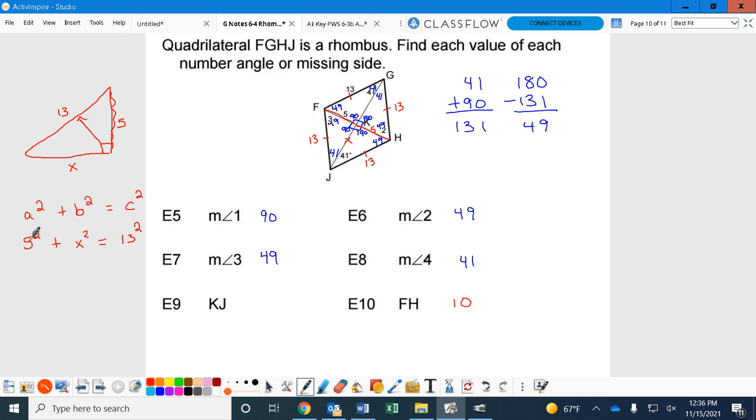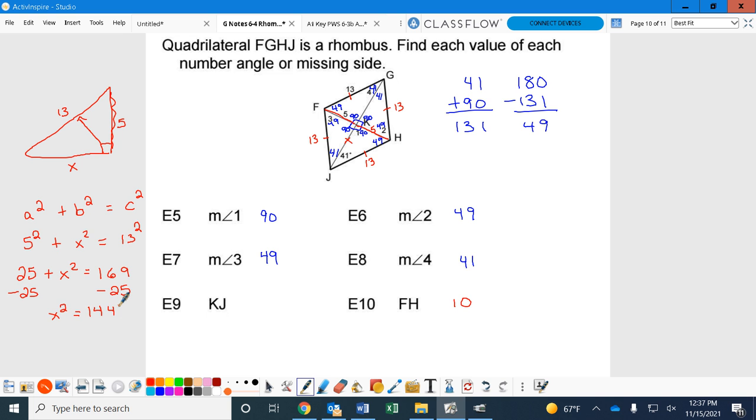Okay, guys, what's 5 squared? 5 times 5 is 25 plus x squared equals, what's 13 squared? 169. We're going to solve this equation, minus 25 minus 25. It makes it x squared equals, you do the math. What's 169 minus the 25? 144.